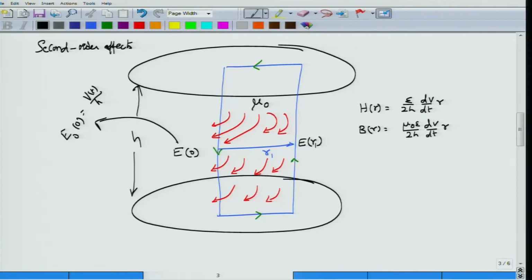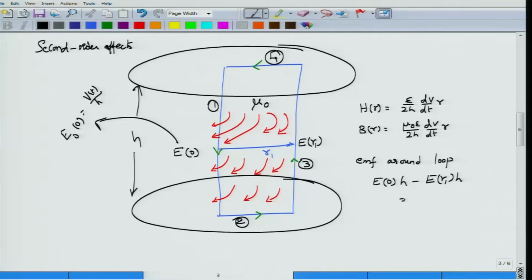So, this E of 0 multiplied by h will be the contribution of this segment 1. Segments 2 and 4 do not contribute anything to the EMF, because here the electric field is vertical, whereas the loop that we have considered has horizontal segments for 2 and 4. The contribution from 1 and 3 will be in the opposite direction, because one is an integral from top to bottom, the other one is an integral from bottom to top. Therefore, the EMF around the loop will be given as E of 0 h minus E of r1 into h.